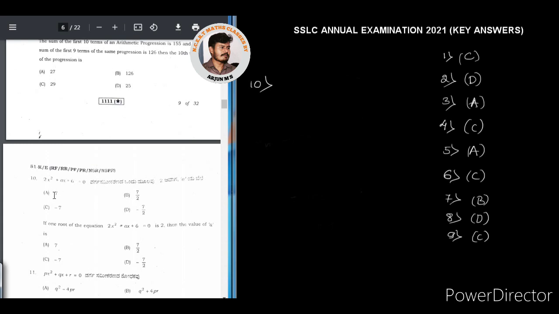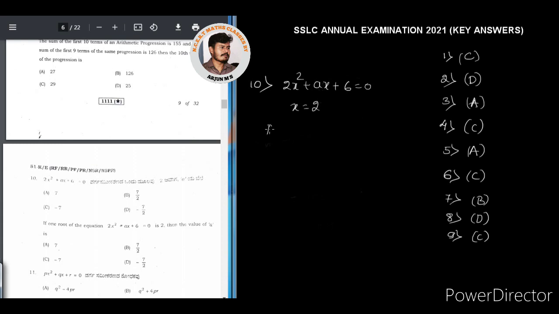10th question: 2x square plus ax plus 6 is equal to 0. In the given quadratic equation, if one root of the equation is 2, then find the value of a. They are given one root here, that is x is equal to 2. By using this root, we have to find out the value of a.